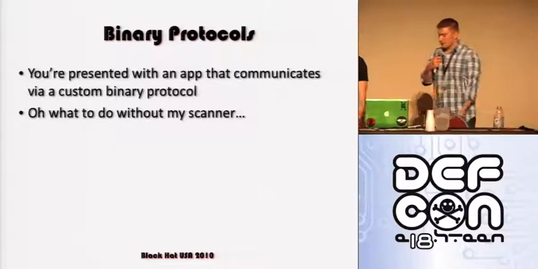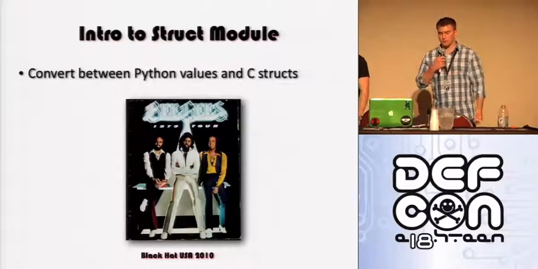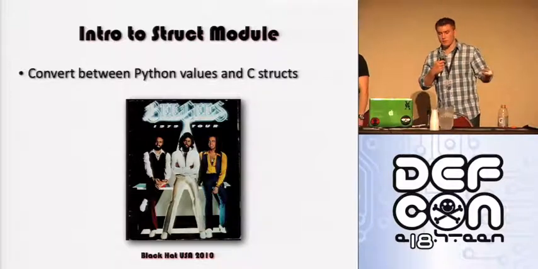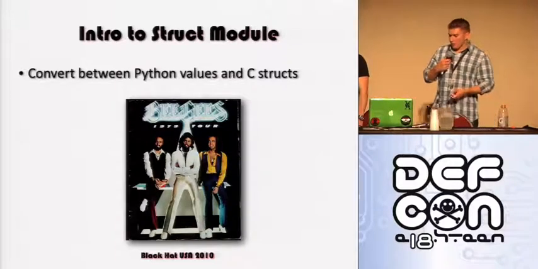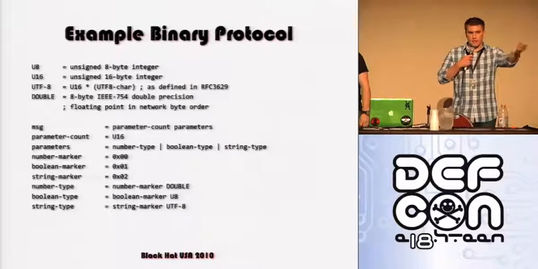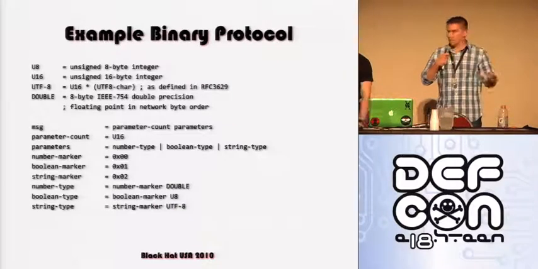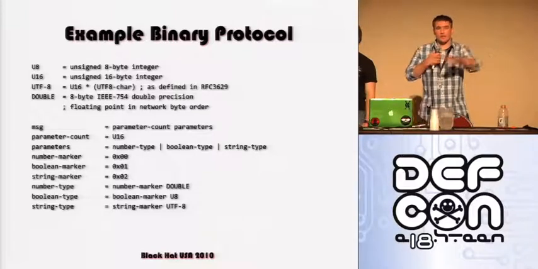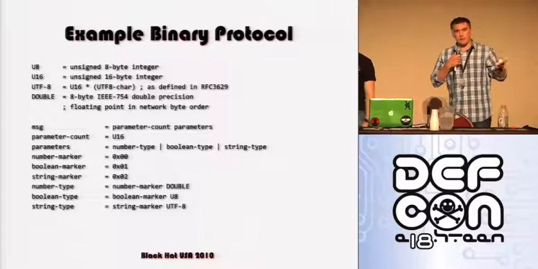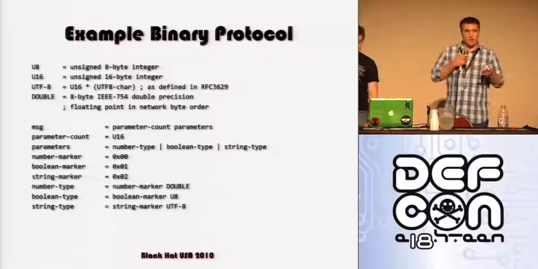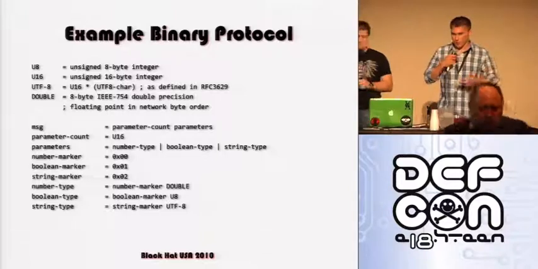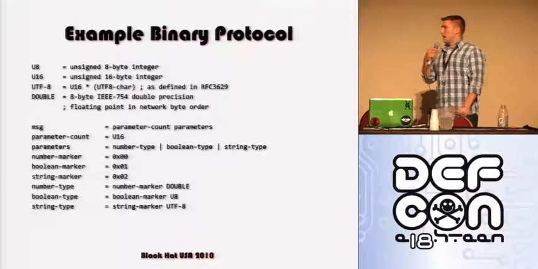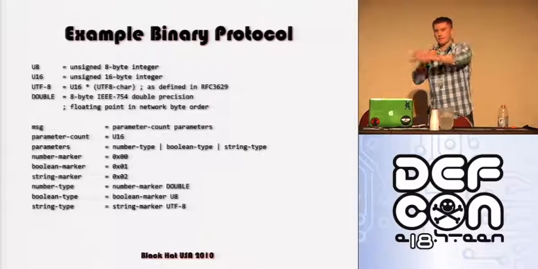Python has a module in the standard library called struct. Basically, we can convert Python values into native C structures. Let's take an example binary protocol. This is similar to what most binary protocols are. We have type markers before the types. Strings are encoded in UTF-8. After the type marker for a string, we have the length of the string encoded as a short, a 16-bit integer. In web apps, nobody knows what a short is, but then comes the value, your string.